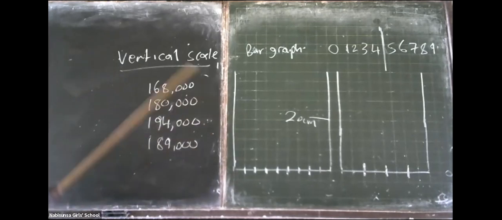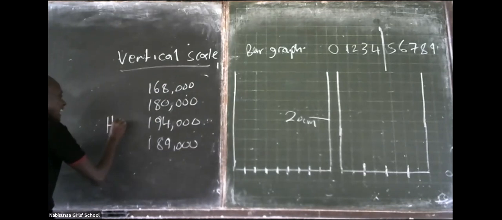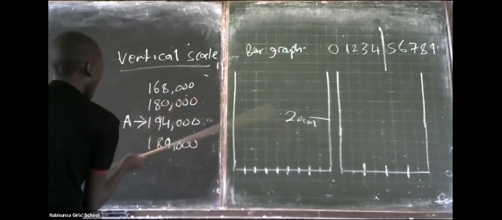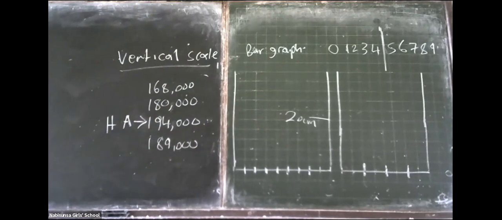Now look at our work here. Actually, this is our table. Now, which is the highest amount? 194,000 is the highest amount on our table. Each table always will have the highest amount. So if at all we can put this highest amount to fit here, automatically these others are going to fit there. Am I clear? Yes, teacher.